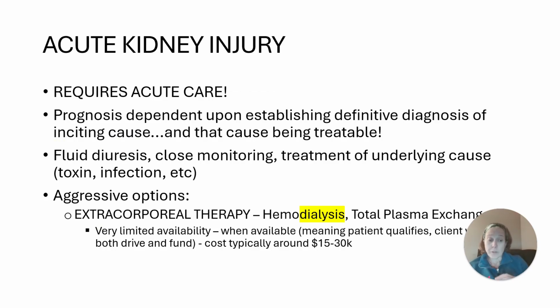All right, acute kidney injury requires acute or prompt care. The prognosis for acute injury is very vast. It is a spectrum. It's much like pancreatitis. Some cases of acute kidney injury are very mild and readily reversible. Some are catastrophic and lead to death. So how treatable something is depends on being able to find the underlying cause and being able to fix it.